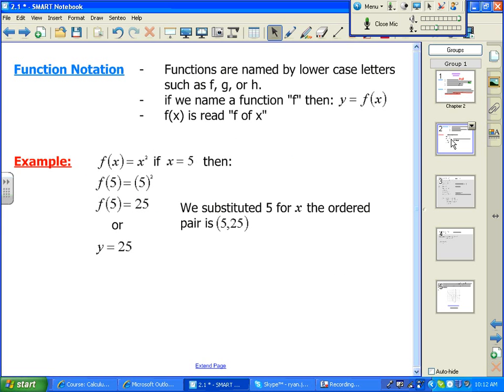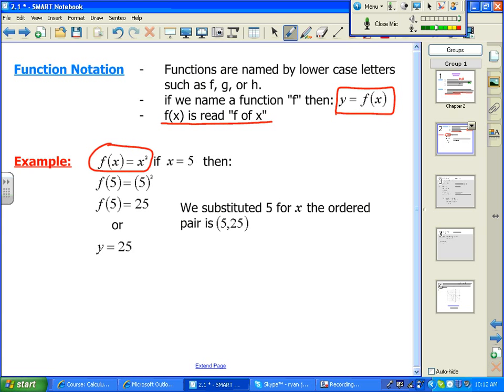Function notation. Functions are named by lowercase letters such as f, g, or h, any letter. They typically don't have an x as the beginning or a y as the beginning letter. That would tend to somewhat confuse students, I think. So we use typically other letters other than x and y. So if we were going to name a function f, we could call it y is equal to f of x, and then it's read f of x. Okay.